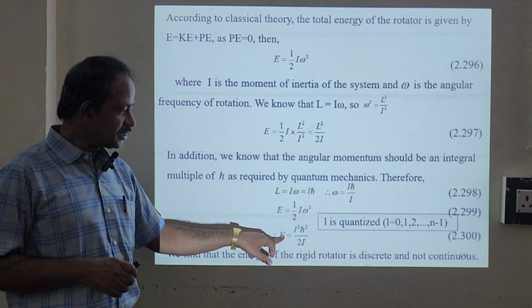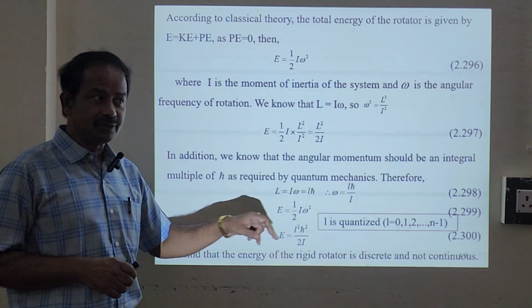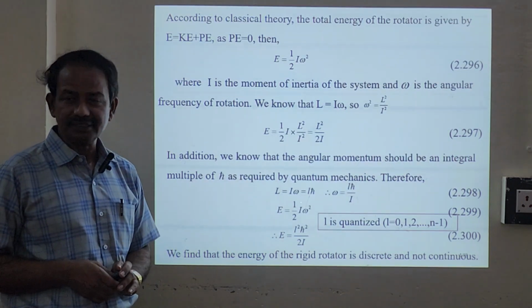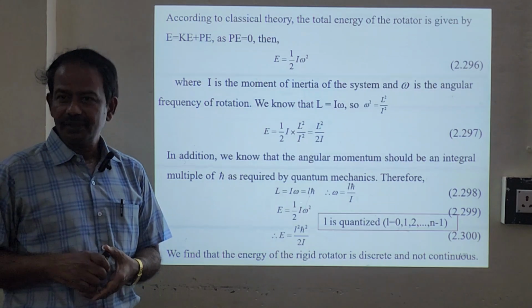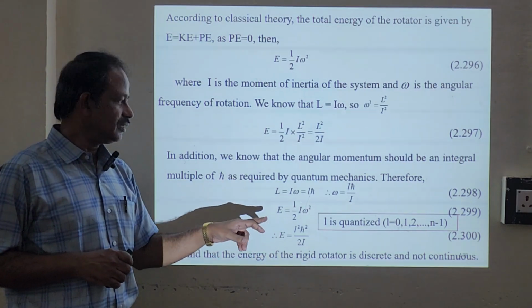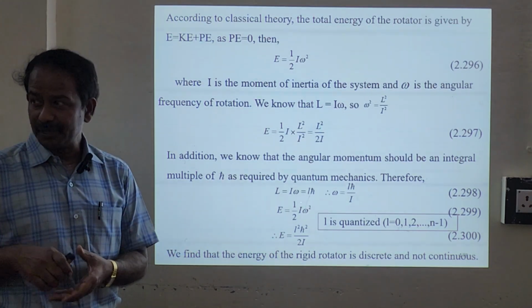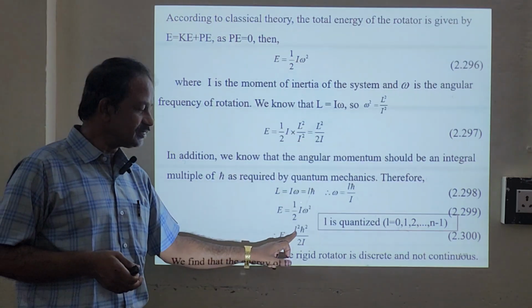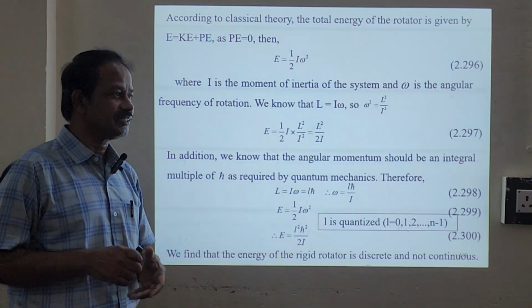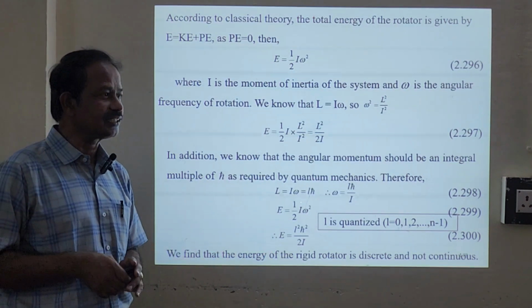Now look at this expression. l is a discrete quantity. l is quantized because l goes from 0, 1 to n minus 1. l is the orbital quantum number, a discrete, quantized one. If l is discrete, E must be discrete. So we will have only discrete energy.